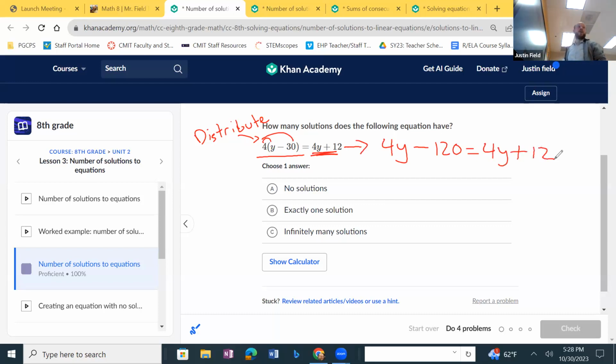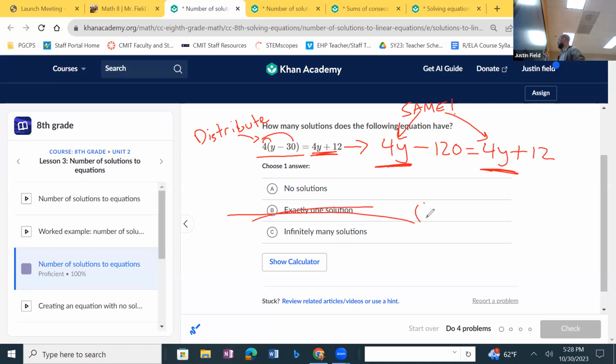Now, you should notice that we have two variable terms, right here and right here. But they are the same. So draw an arrow to those and write same. And whenever that happens, the answer is not one solution.